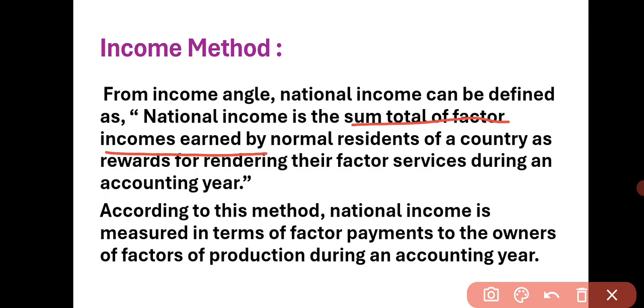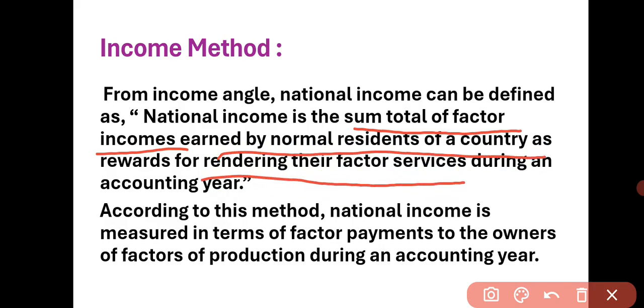National income is the sum total of factor incomes earned by normal residents of a country for rendering their factor services during an accounting year. So this is national income as per income method. According to this method, national income is measured in terms of factor payments to the owners of factors of production during an accounting year.